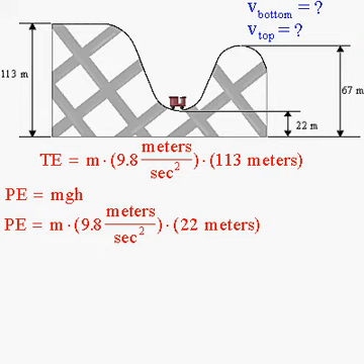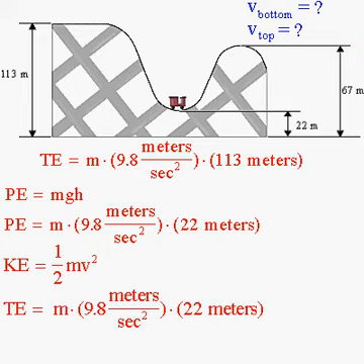Well, the roller coaster is obviously moving, so it also has kinetic energy. Kinetic energy is given by 1/2 mv squared, and right now that's the best we can do because we don't know either m or v. So we just have that kinetic energy is 1/2 mv squared. Now the total energy is the sum of kinetic plus potential. So the total energy is the potential energy, m times 9.8 meters per second squared times 22 meters, plus the kinetic energy, 1/2 mv squared.